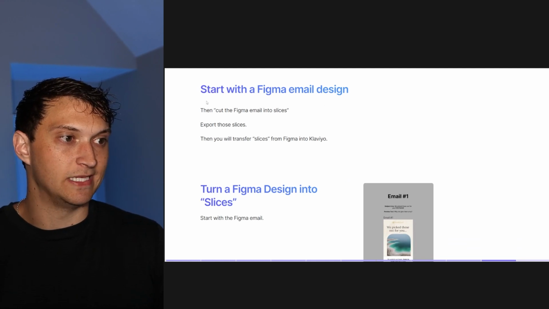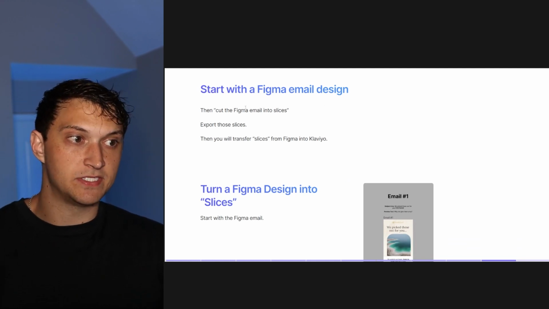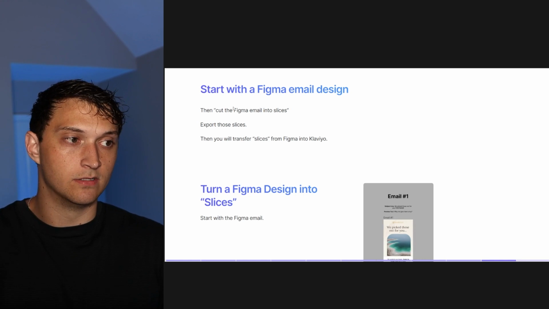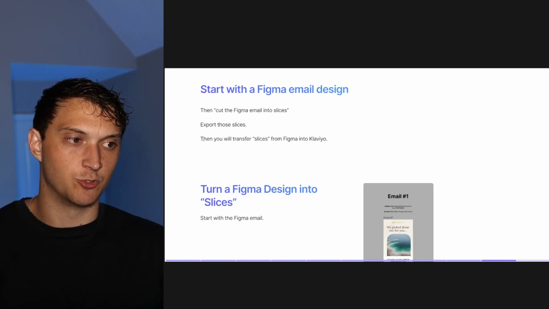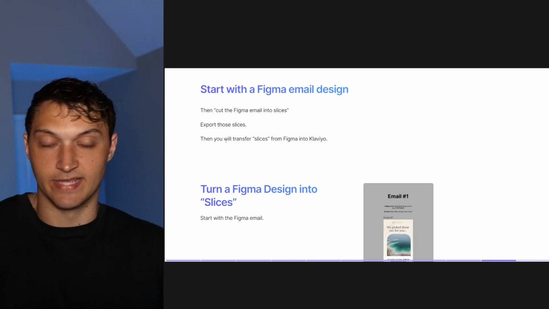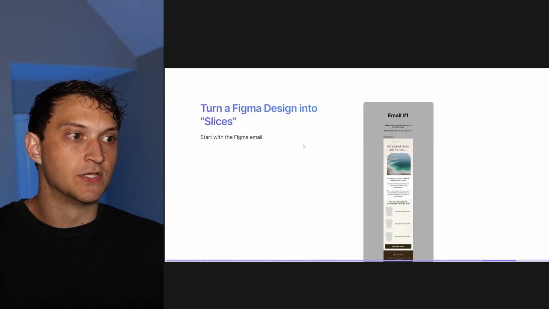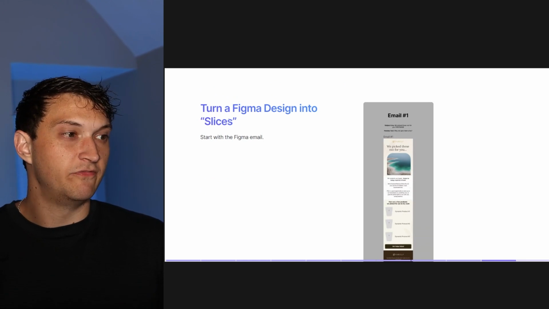So you want to start with the Figma email design. And basically what you're going to do is you're going to cut that Figma email into slices, export those slices. You're going to optimize them, which we'll get to in a second, and then you're going to transfer those slices from Figma to Klaviyo. So diving into that process, turn the Figma design into slices.